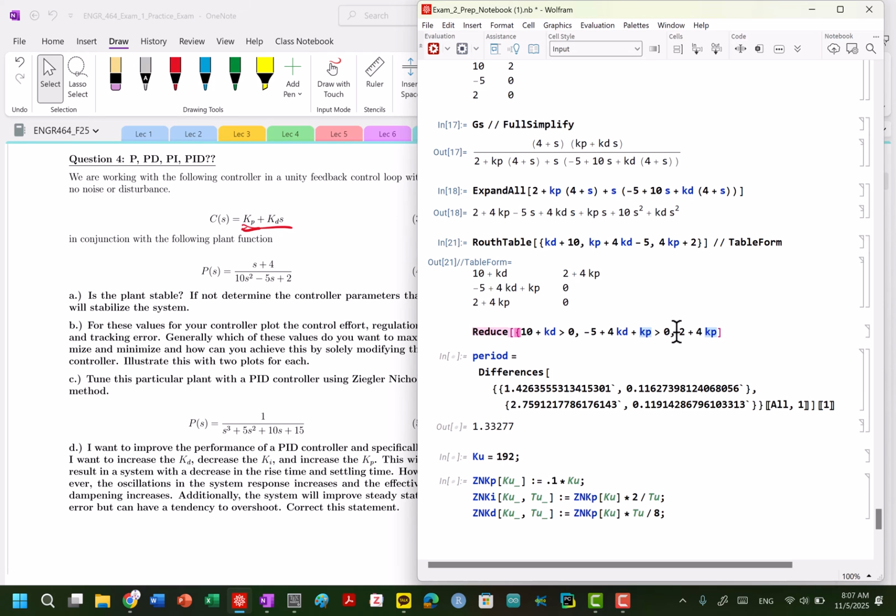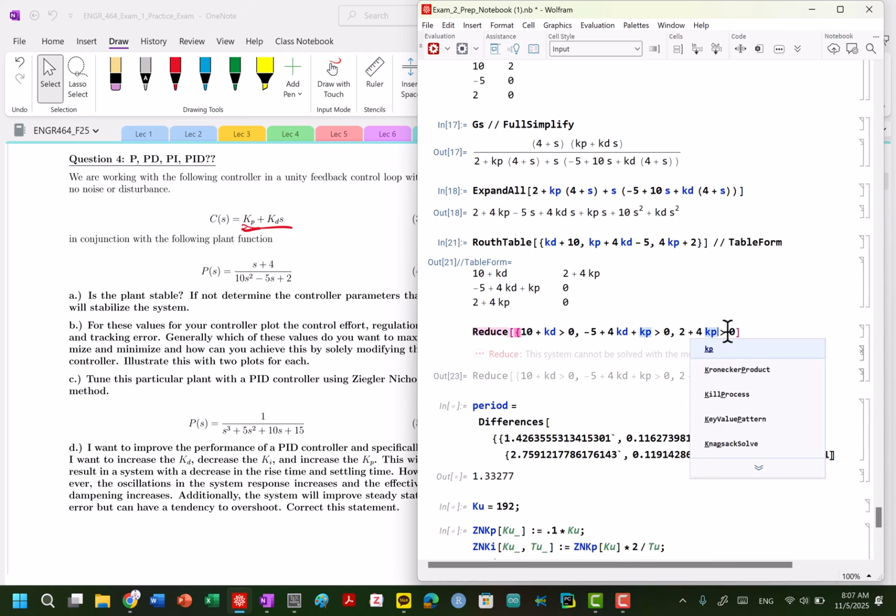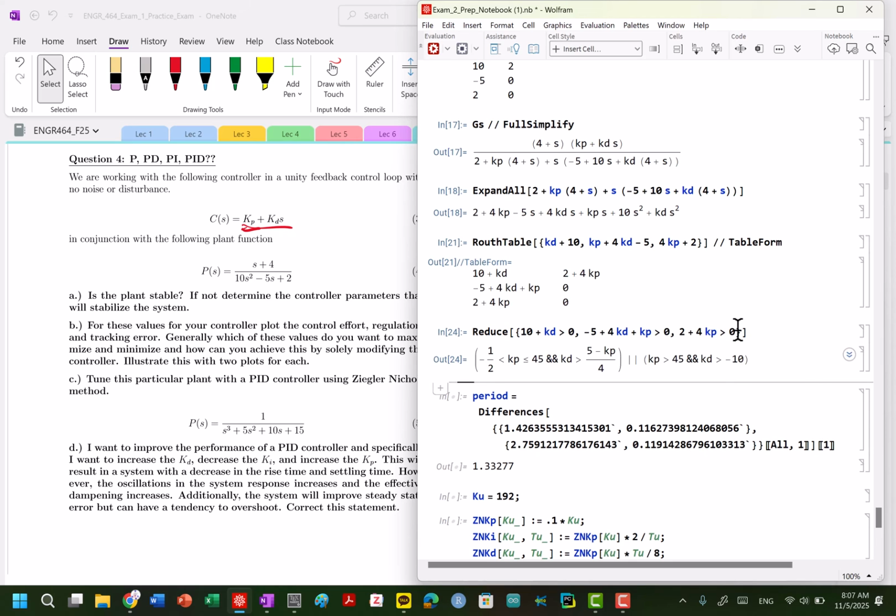Excellent. We need to have this greater than 0. Oops. No. That's not good. There we go. Thinking. All right. So let's look at some of these parameters. I like this one that's fairly simple. KD has to be greater than minus 10. KP has to be greater than 45. I'm pretty sure essentially that's an OR value here. So we have some parameters.